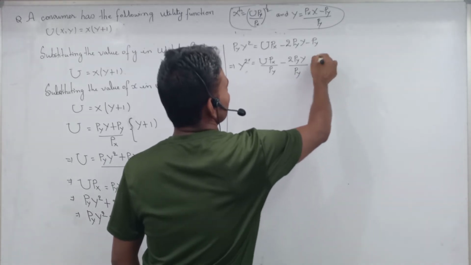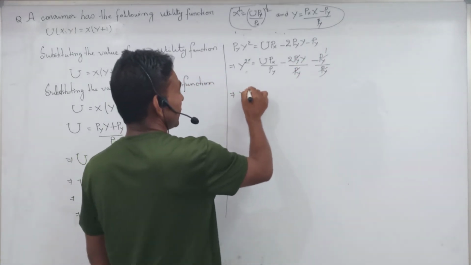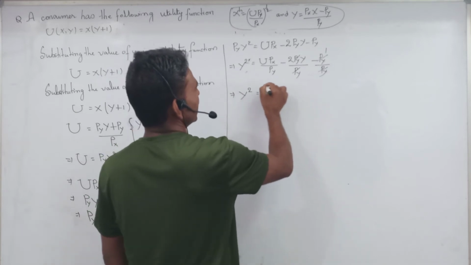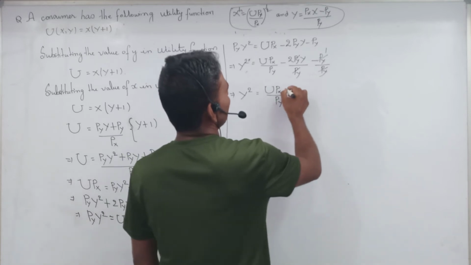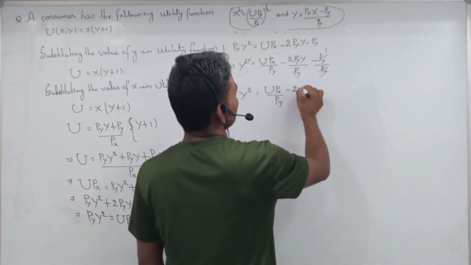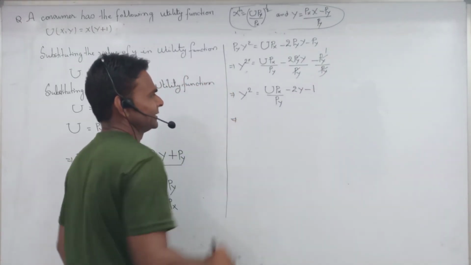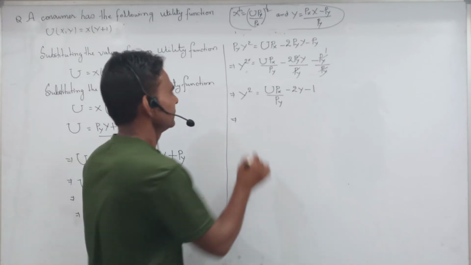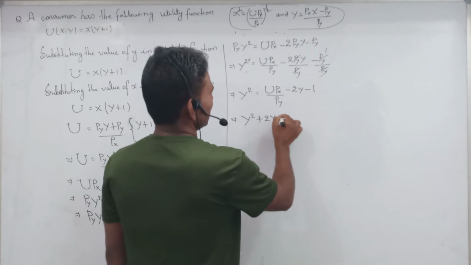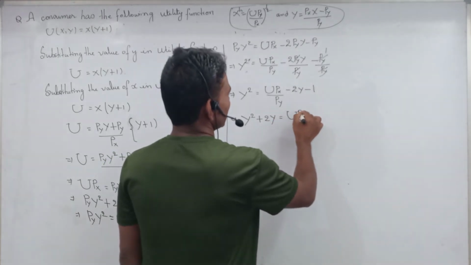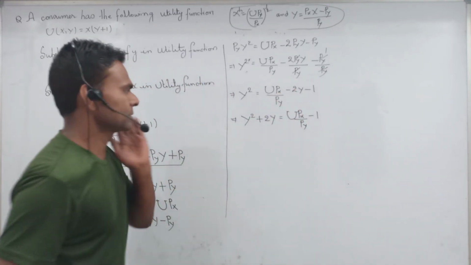कट कर 1 here भी कट गया तो y square equal to u times price of x by price of y minus 2y minus 1. Shifting minus 2y in LHS side, it becomes positive. Y square plus 2y equal to u times price of x by price of y minus 1. इसको इधर ले आएंगे तो प्लस हो जाएगा.